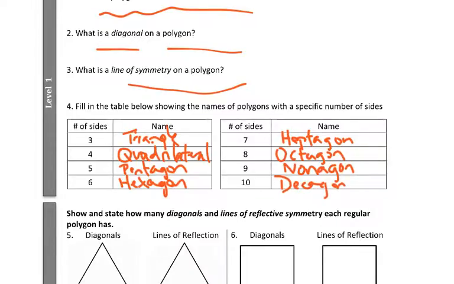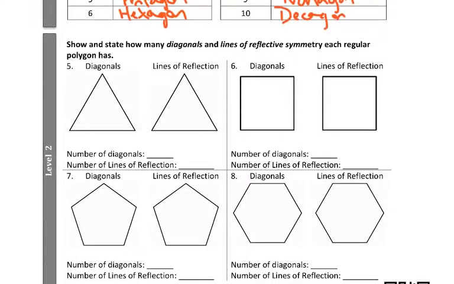Okay? So what I want to do for you guys here is I want to go ahead and take you through the process of finding different lines of symmetry and diagonals and things like that. So let's start here with a triangle. So first of all, we need to draw the diagonals and say how many there were. Draw lines of reflection and say how many there were. Okay? So, yeah, let's do this.